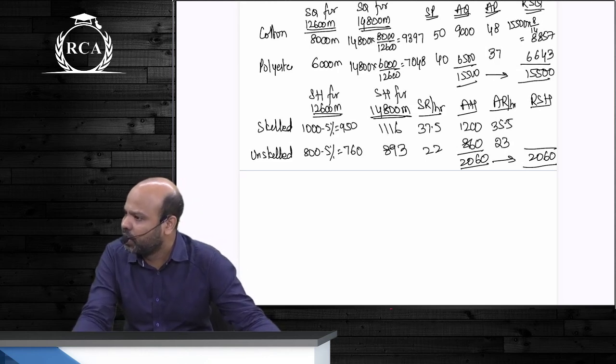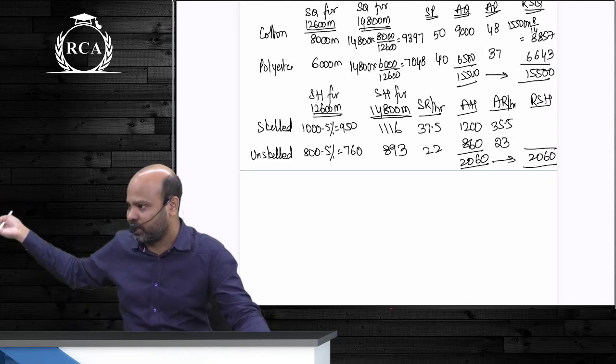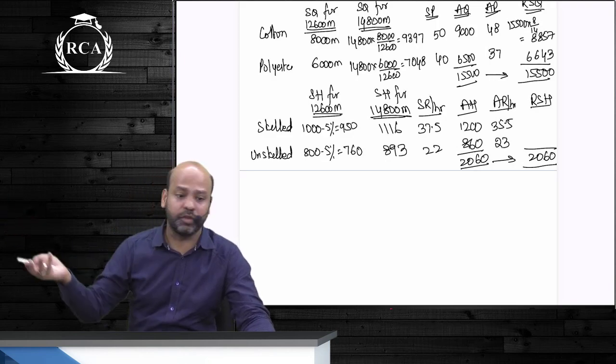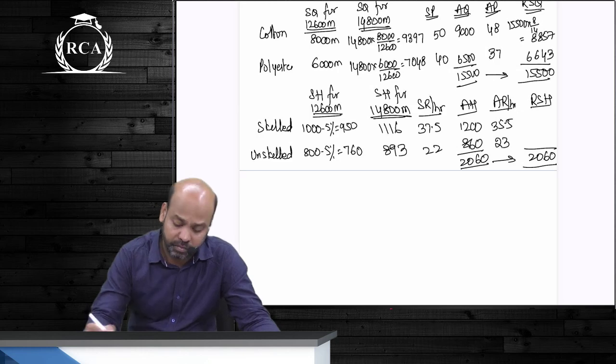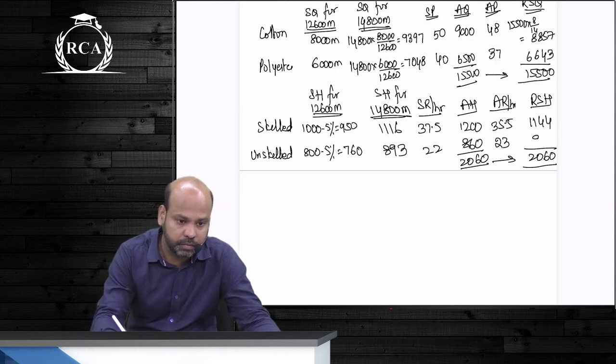1,000:800. Beta, you can also do 950:760, but the ratio is going to remain the same. 11 and 16.